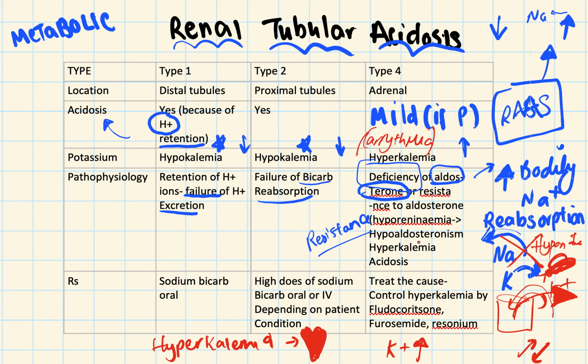And remember that if you're controlling the hyperkalemia, you can use fludrocortisone, furosemide, and resonium in the case of type 4 RTA. Here you're not really affecting the acidosis levels much, so you don't have to give anything to treat the acidosis in type 4. But in type 1s and type 2s, there is substantial acidosis. So here we are going to have to administer treatment with sodium bicarb, oral or IV, depending on how severe it is in the patient.